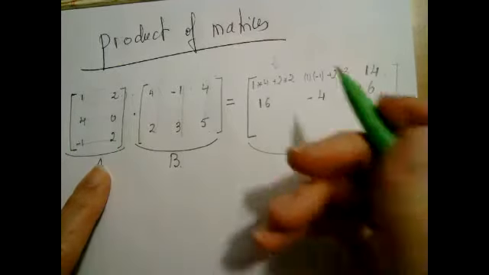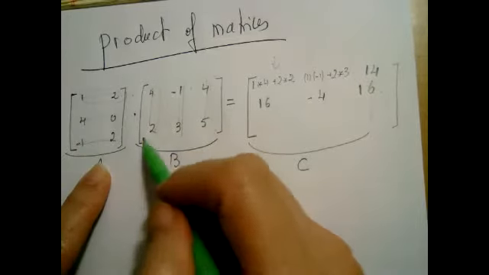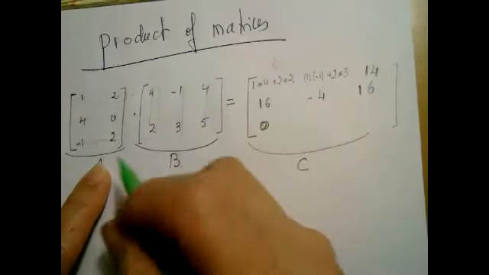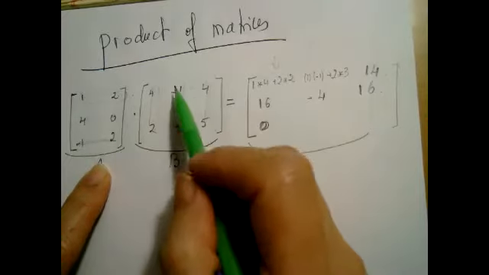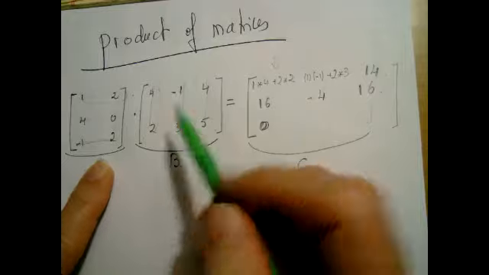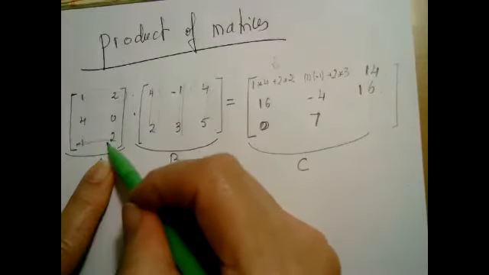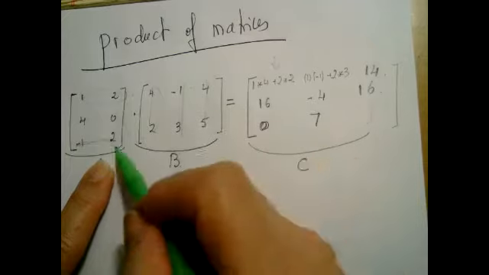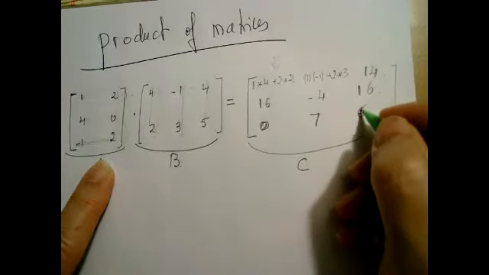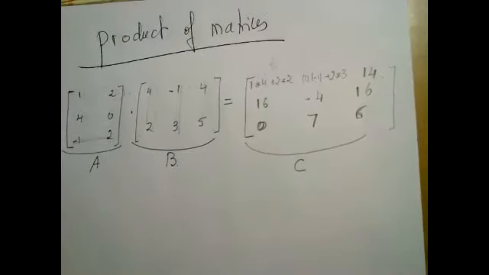Third row, first column, and then repeat the process. -4 plus 4, it's going to give me a 0. Third row, second column, gives me -1, that's a 1. 1 plus 6, that's a 7. And finally, third row, third column, -4 plus 10, which is going to give me a 6. Okay, so that's how we multiply matrices.